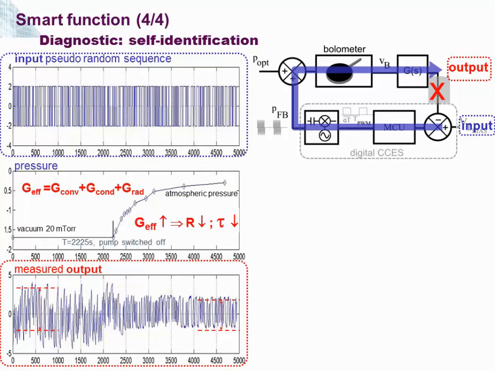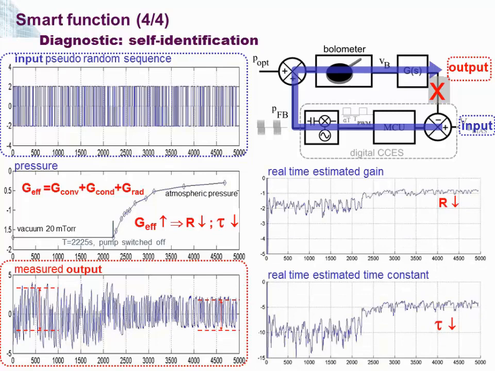And during the experiment, after 2,000 seconds, we shut off the pump, and the pressure goes up to atmospheric pressure. So what we can see on the output is that at low pressure, we have a high amplitude and quite a slow system. This is what we expected. And at room temperature, atmospheric pressure, we have less amplitude here, but a faster system. This is what we expect from theory, because the thermal conductance is rising. So then the responsivity will reduce, amplitude reduce, and the time constant will reduce. So we have a faster system.